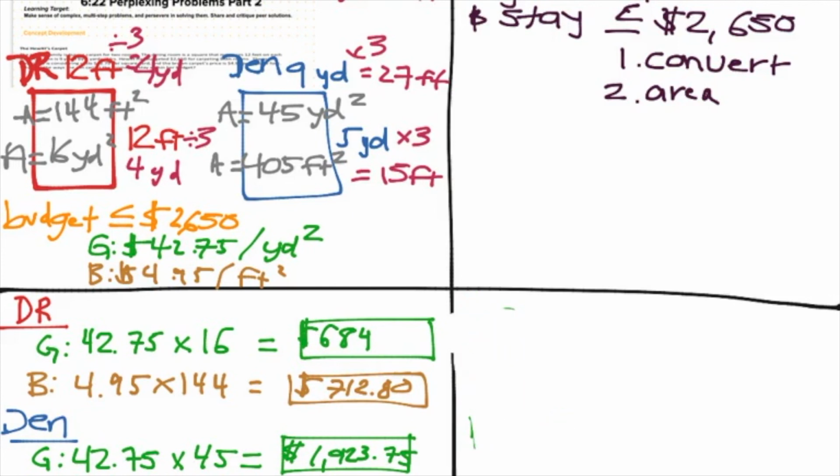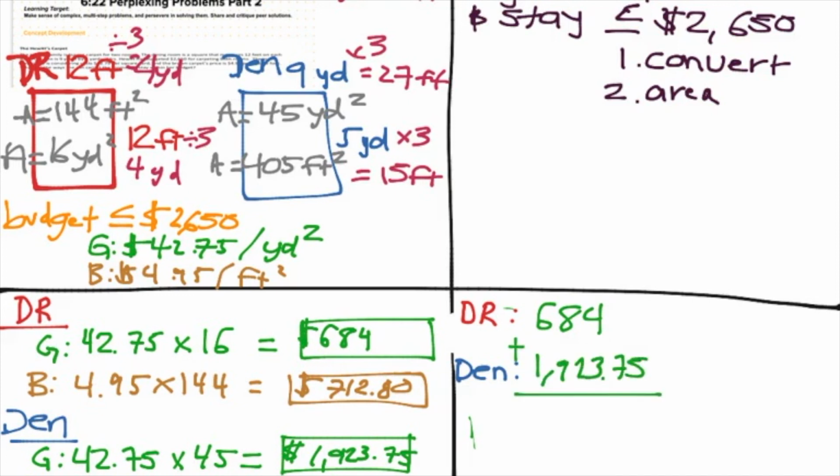So we know that we have to have a dining room and we have to have a den color. So what are the options? Well, that's what I just said. If we did green, it would be $684 and $1,923.75. Well, let's add those. What is the cost? Will that work? Is it going to be less than or equal to $2,650? Go ahead and do that math.